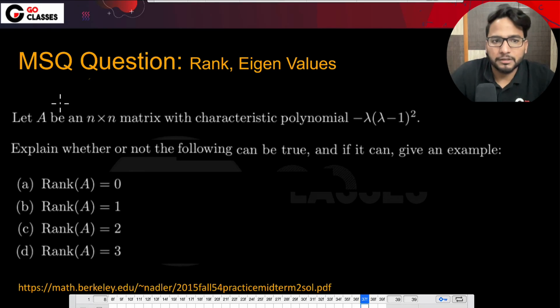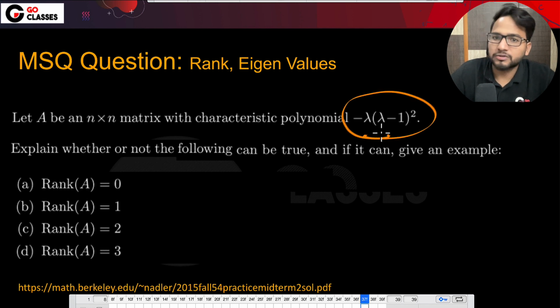Let's see this question. In this question, they're asking something about rank and eigenvalues. So let's just read out this question. Let A be an n cross n matrix with characteristic polynomial minus lambda into (lambda minus 1) square. So some characteristic polynomial is given.